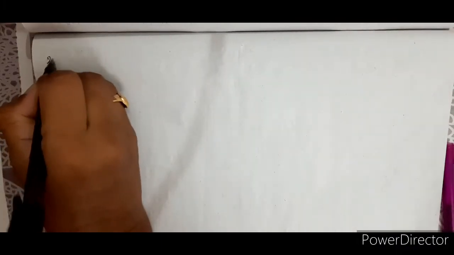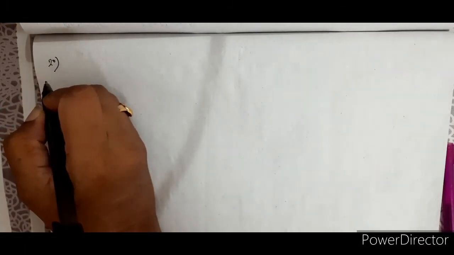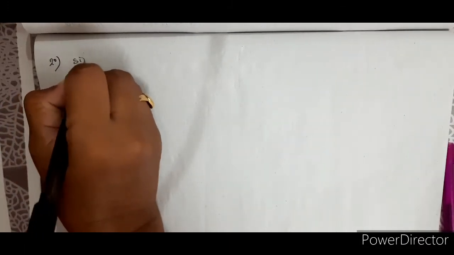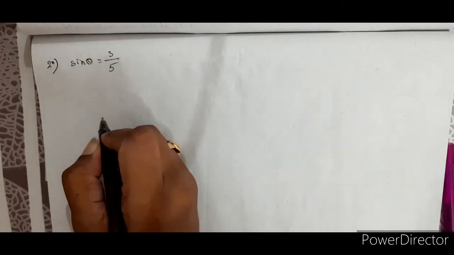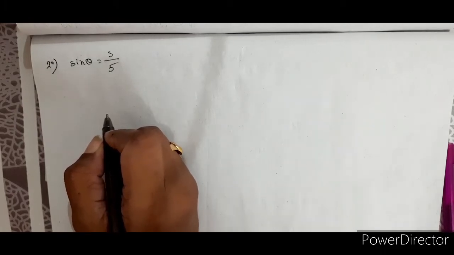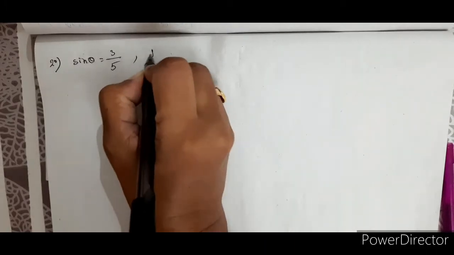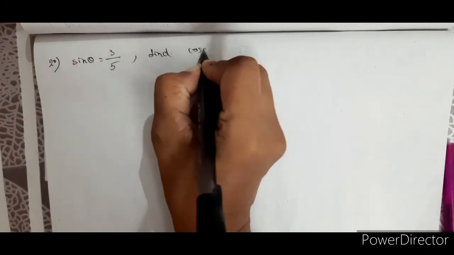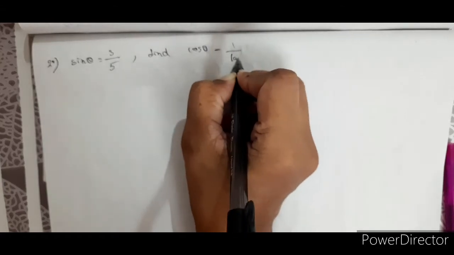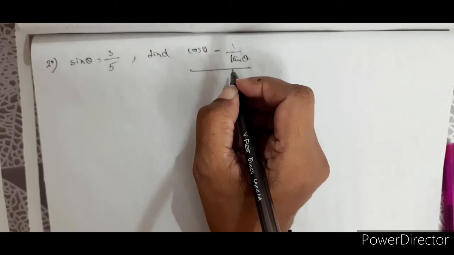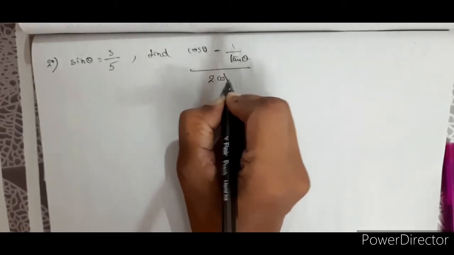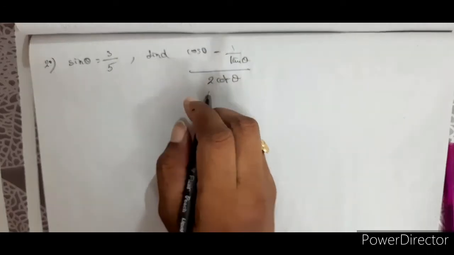Now 20th problem. So what is given in 20th problem? Sin theta is equal to 3 by 5 is given, and evaluate cos theta minus 1 by tan theta, divided by 2 cot theta. So this is the problem given to us.